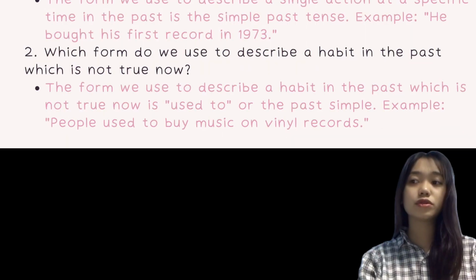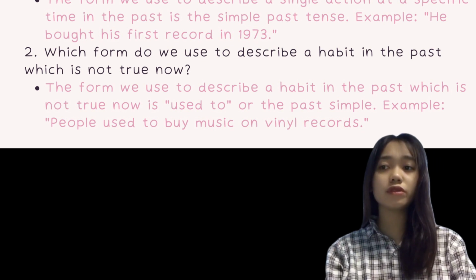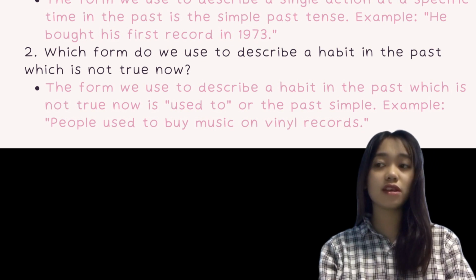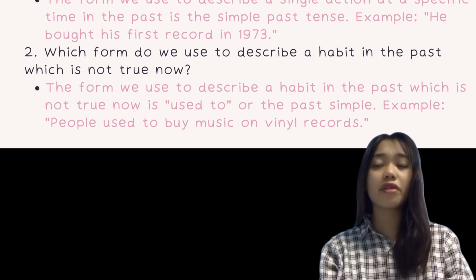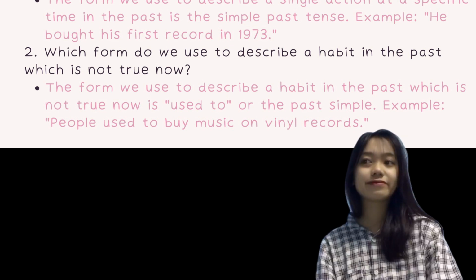1973. Which form do we use to describe a habit in the past which is no longer true? The form we use to describe a habit in the past which is no longer true is used to or the past simple. Example: People used to buy music on vinyl records.